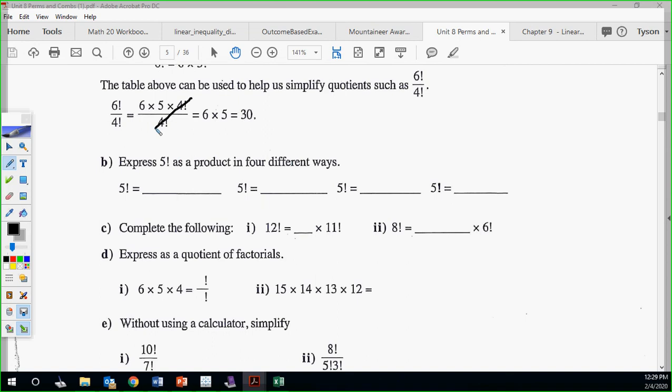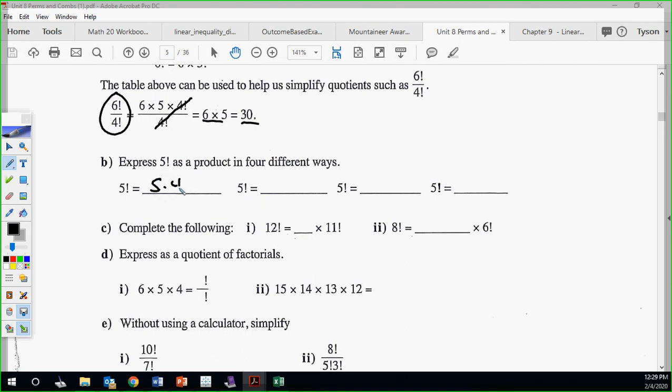You're like, why don't I just calculate it? Sure, you can calculate this, not a problem. But we're going to have variables later where you're going to want to cancel to help you solve, okay? So this is an idea you're not going to want to overlook. So it's 6 times 5, which is 30. If you put 6 factorial divided by 4 factorial into your calculator, you will get 30 as well.